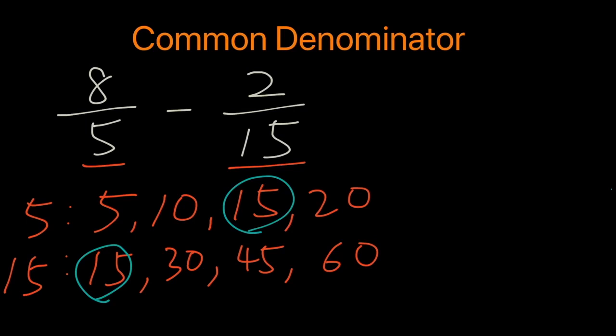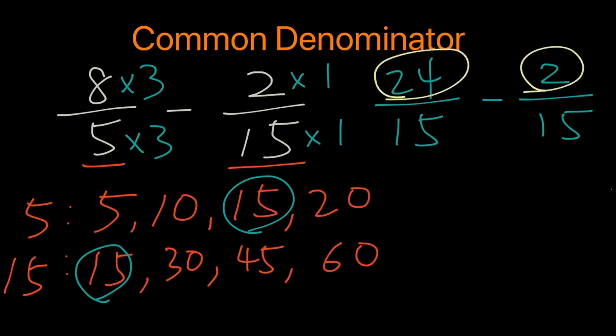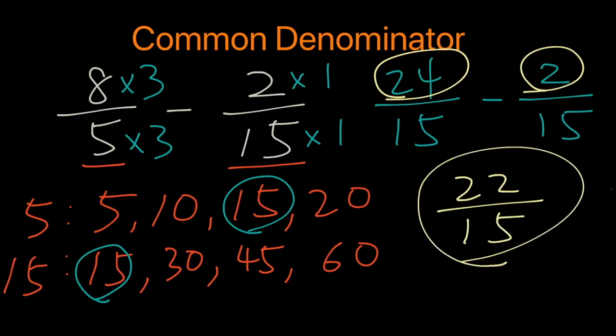So for the first fraction, 8 over 5, the denominator of 5 needs to times by 3, and the numerator also needs to times by 3. For the second fraction, the denominator is already 15, so we would times this by 1 and the numerator by 1. Now we can rewrite it like this. 8 times 3 is 24, 5 times 3, 15, minus 2 over 15. Since now the denominator is the same, we simply take 24 minus 2, and that gives us 22 over 15. And that's our answer.